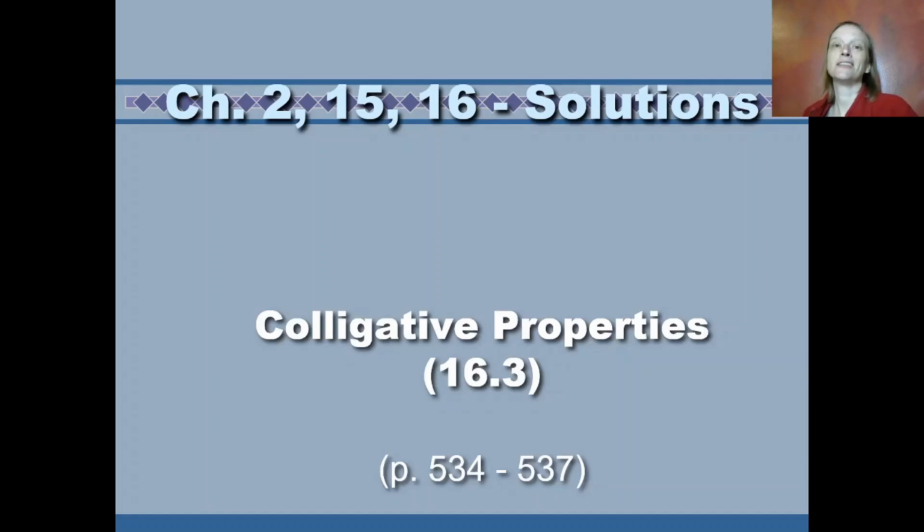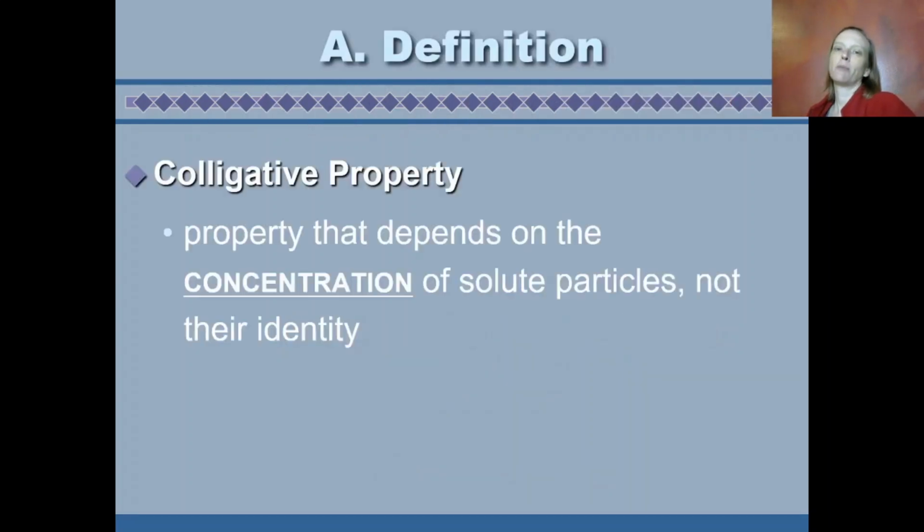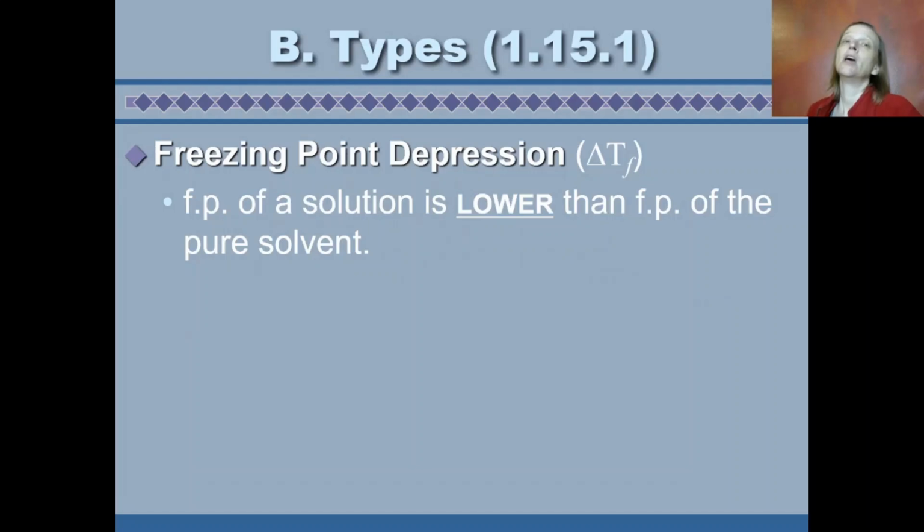Hi folks. The next thing that has to do with solutions that we're going to talk about are colligative properties. Colligative properties are properties that depend on the concentration of solute particles, not what those particles are. So basically how many individual bits you have floating around in a solution, not what those particles are or how big they are, or anything else to do with those particles except that they are there. In particular, two colligative properties we're going to focus on are freezing point changes and boiling point changes. We'll talk about freezing point first.